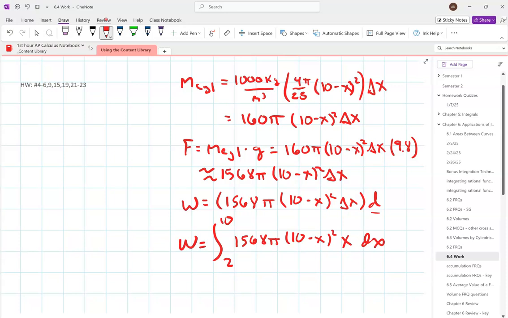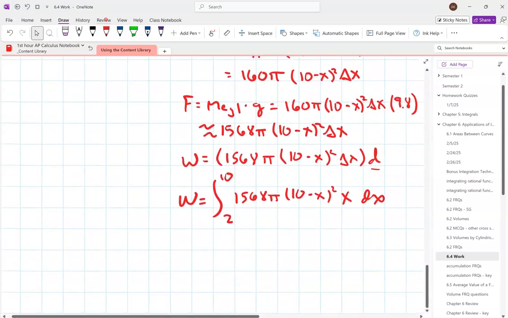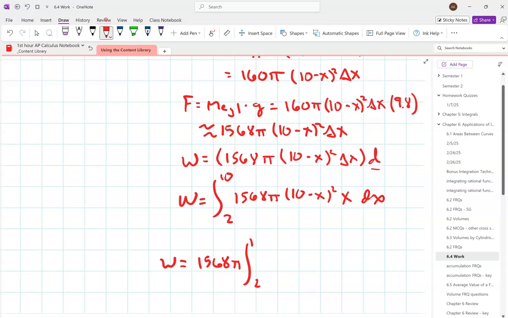And now it's just grind time, right? What do you guys think? How would we do this integral by hand? Let's take that 1568 pi out front. But how are we going to integrate the 10 minus x squared times x dx? Yes?